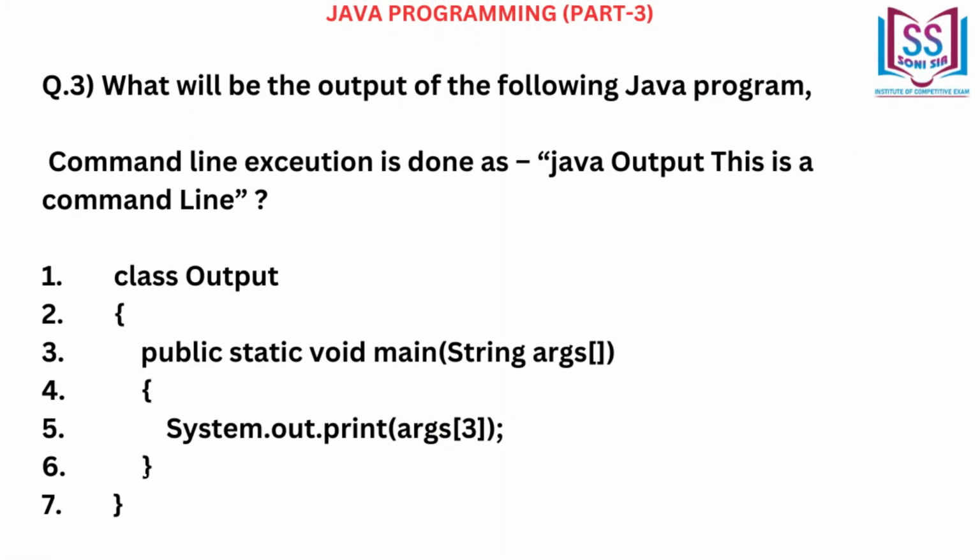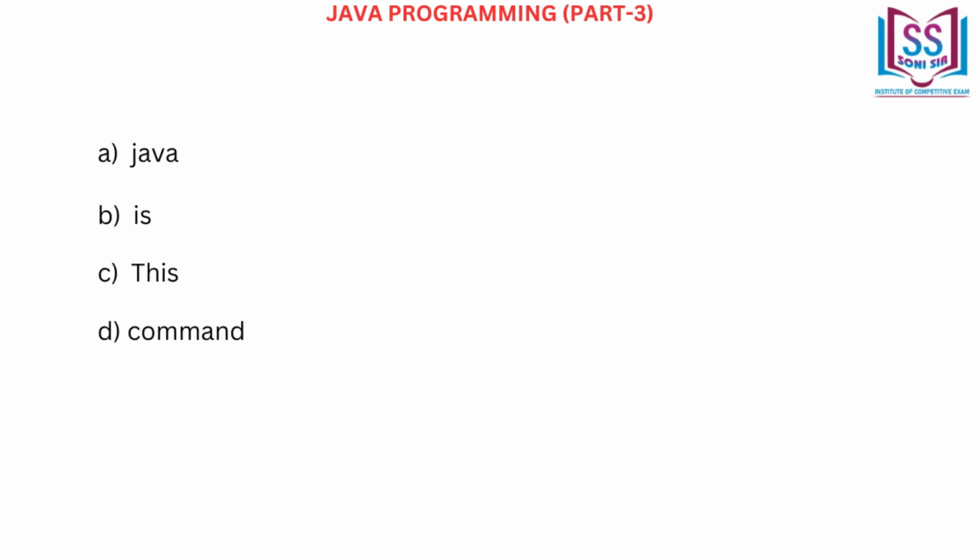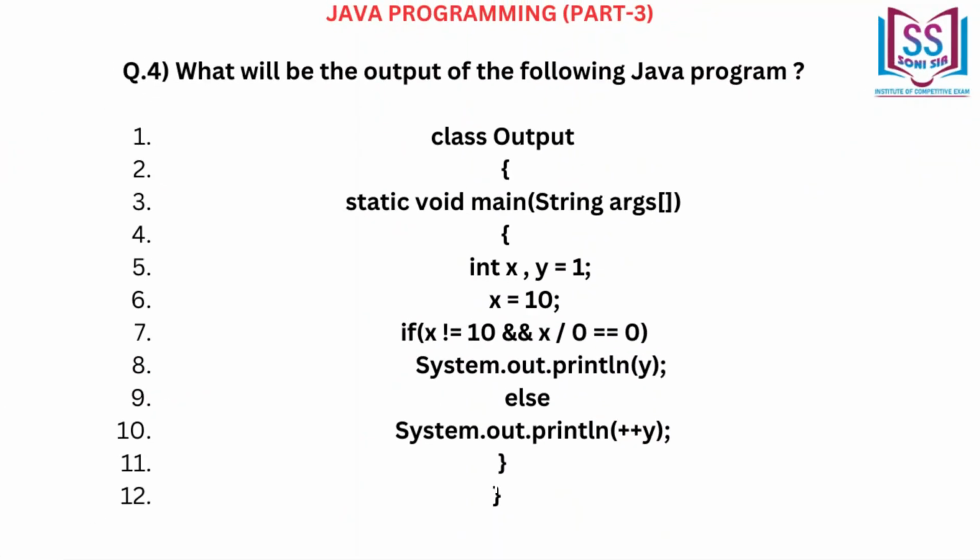What will be the output of the following Java program? Command line execution is done as Java output. This is a command line. A. Java. B. Is. C. This. D. Command. Correct answer D. Command.